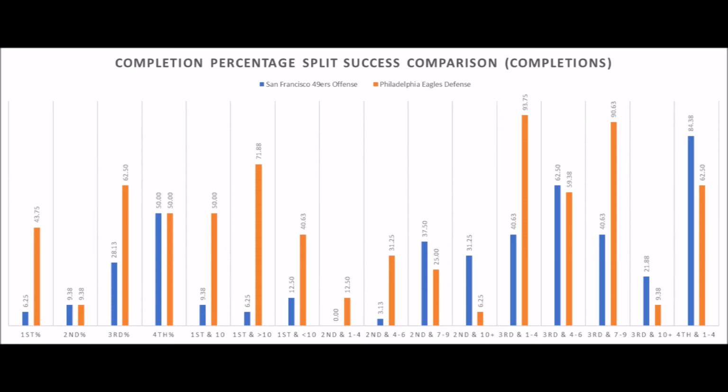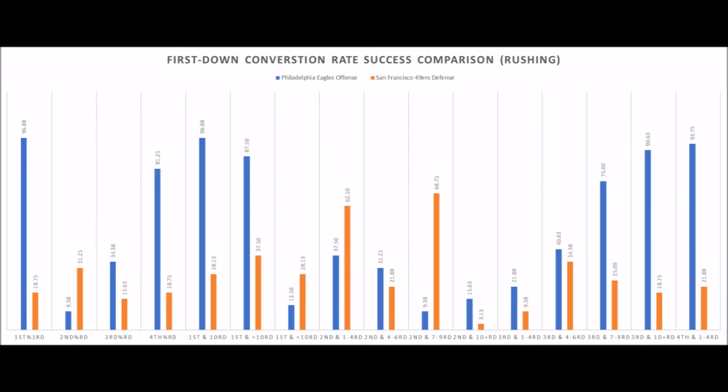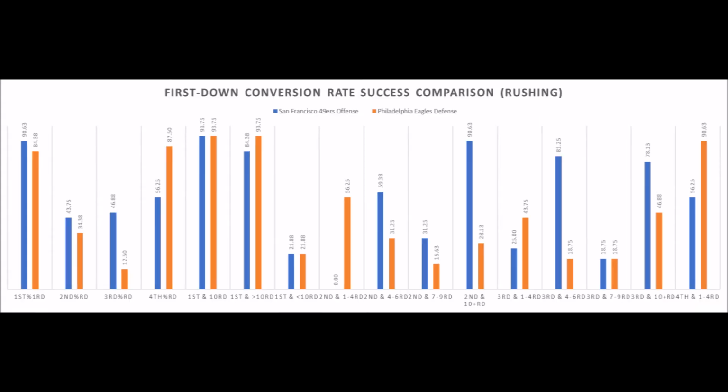Then you look at rushing downs. This is the Eagles rushing offense versus the 49ers rushing defense, and this also favors the Eagles on first and third down. Then you look at the 49ers rushing offense versus the Eagles rushing defense. This favors the 49ers pretty well on second and third down, and first down to a certain extent as well.